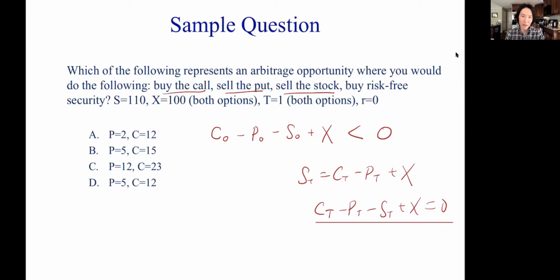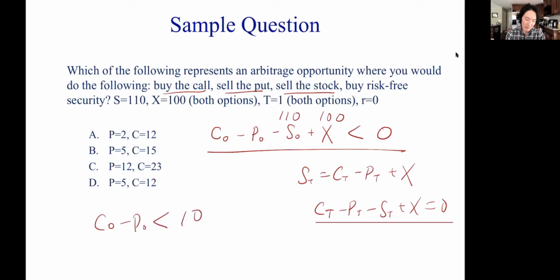What's the meaning of negative price? You get this bundle, but you also receive money. Positive price means you have to pay something. Negative price means you are receiving money when you're getting something, right? So for this to be an arbitrage, this should hold. Okay? So what is the stock price? Stock price 110. This is 100. So we want to find the case where this is less than 10. Therefore, the answer is D.